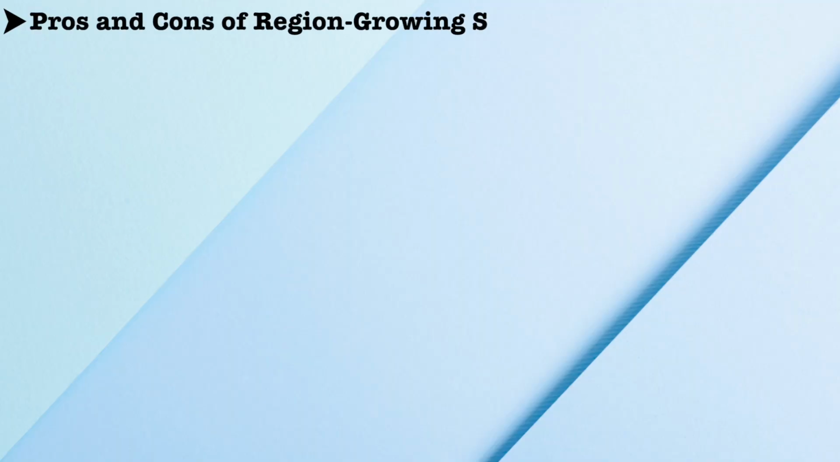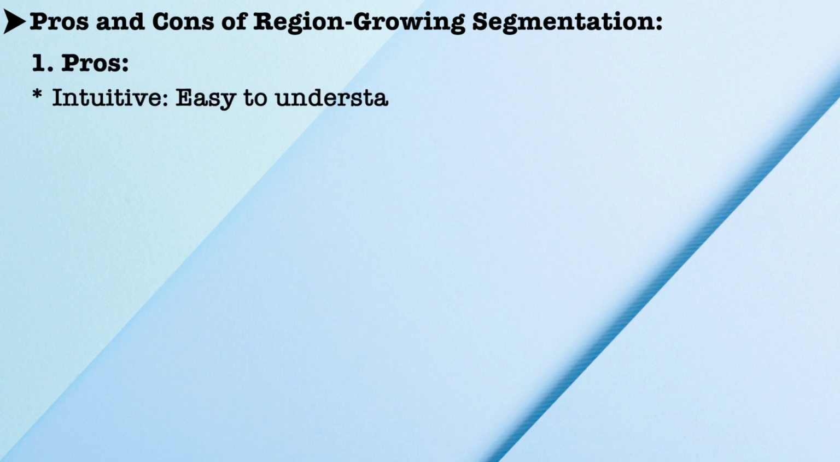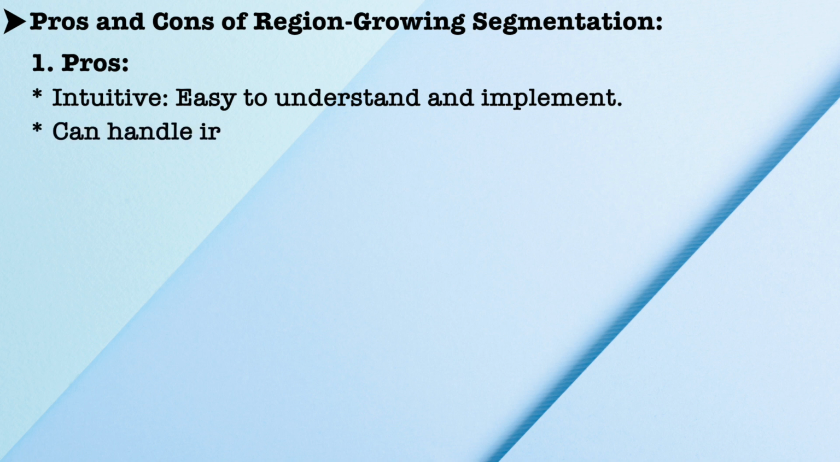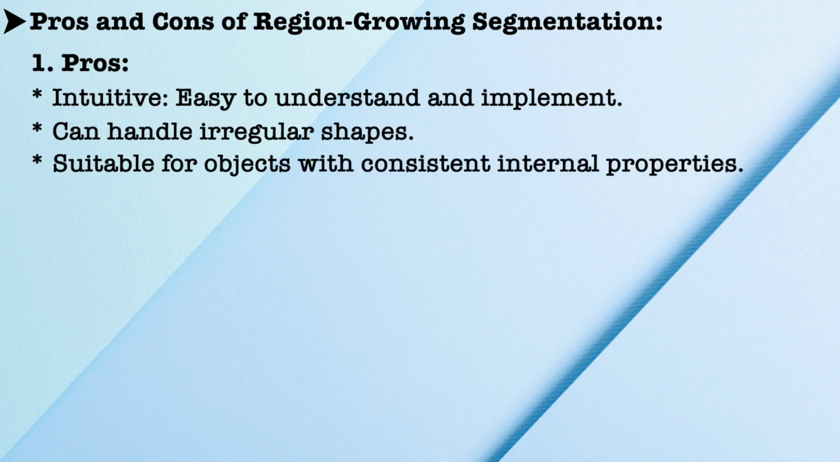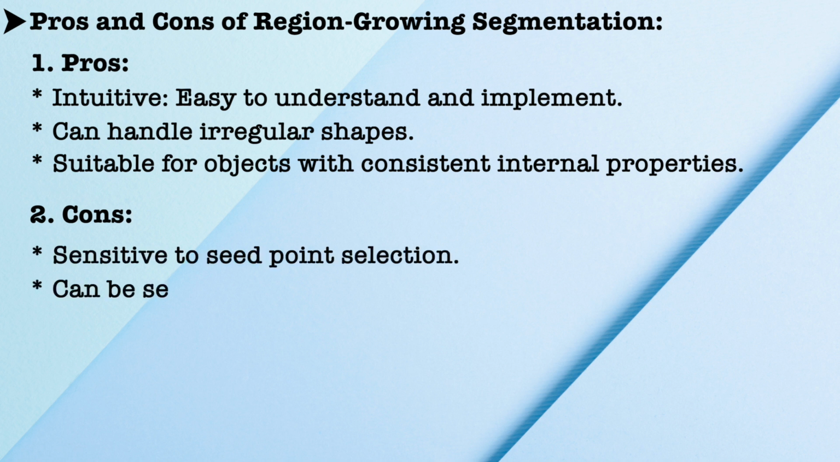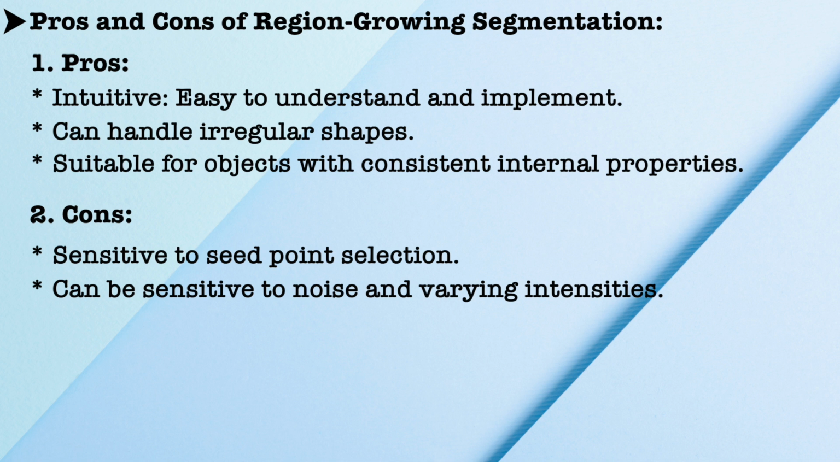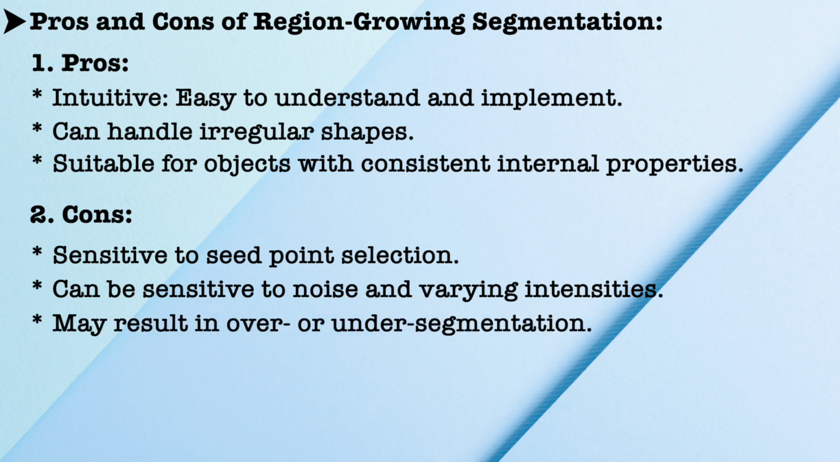So some of the pros and cons of region growing segmentation are here. Pros: it is intuitive, easy to understand and implement. It can handle irregular shapes. It is suitable for objects with consistent internal properties. Some cons: it is sensitive to seed point selection, and it can be sensitive to noise and varying intensities. It may result in over or under segmentation.